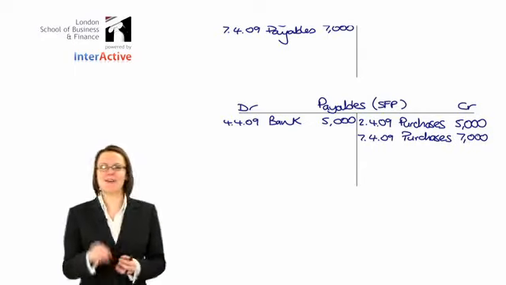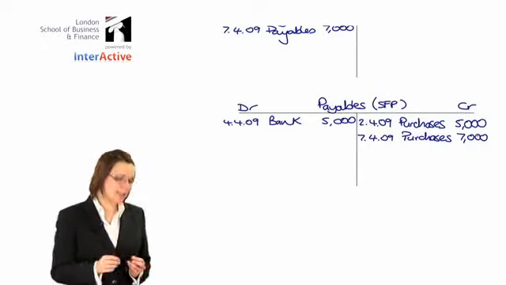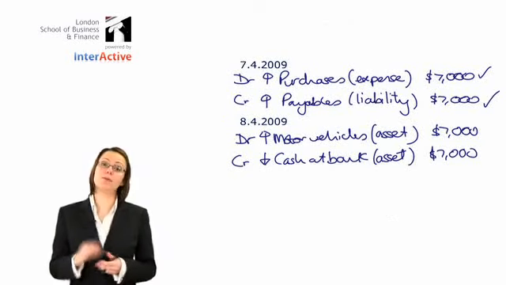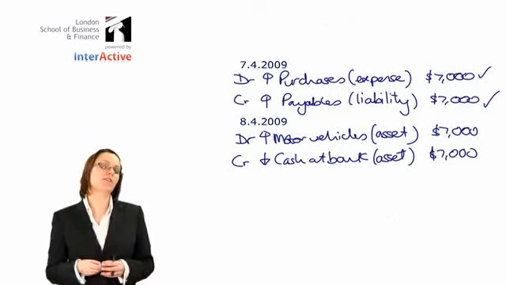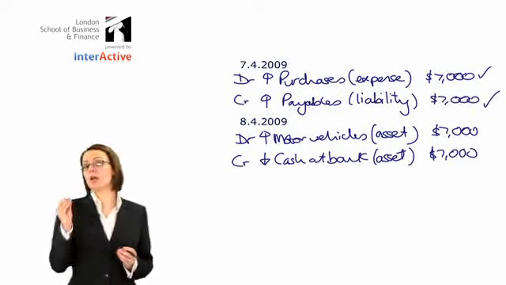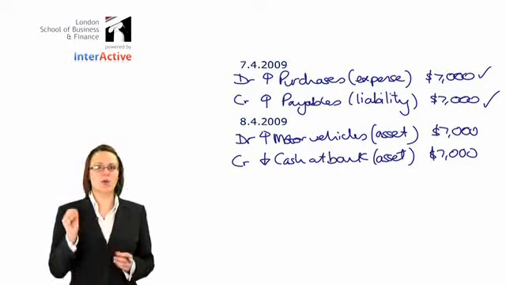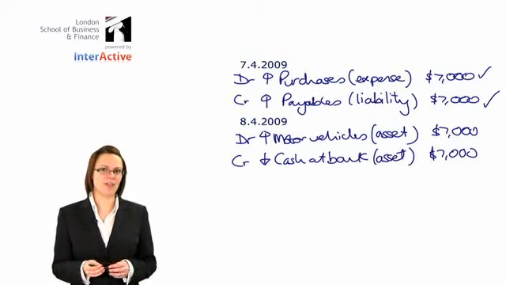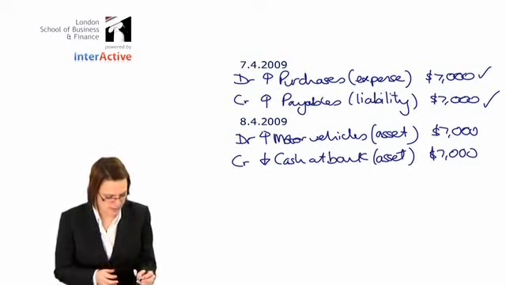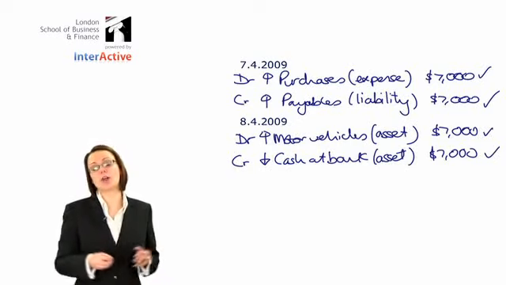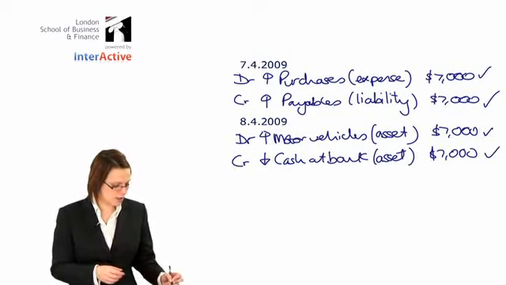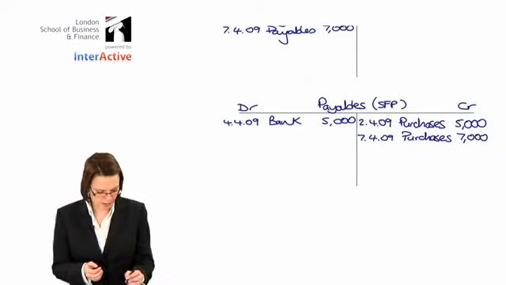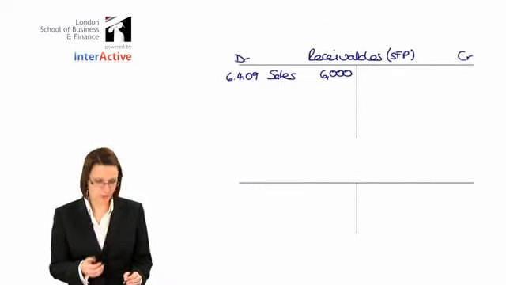So our final transaction then, our final push, okay? What we need to do now is record transaction number 8. And with transaction number 8, remember we purchased that delivery van for $7,000 cash. We said that we were going to debit motor vehicles assets with $7,000 and then credit cash at bank with that same amount of $7,000. So we're going to tick those two amounts off, and now we're going to go back to our main ledger, and we're going to need to open up the motor vehicles asset account first of all. And this will be our last account that we need to do.